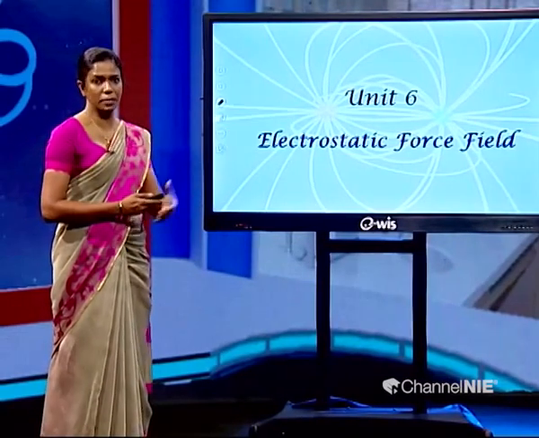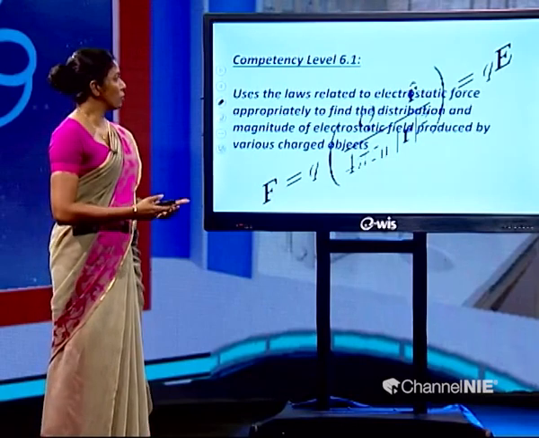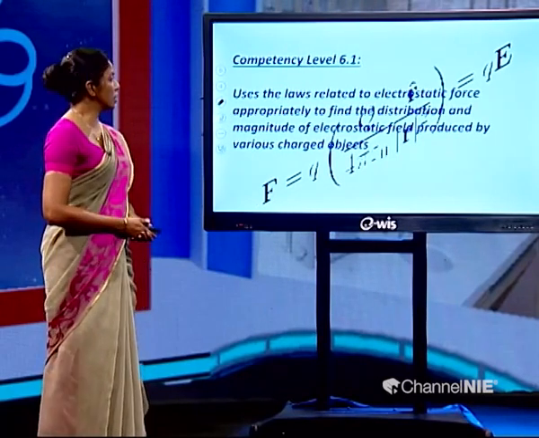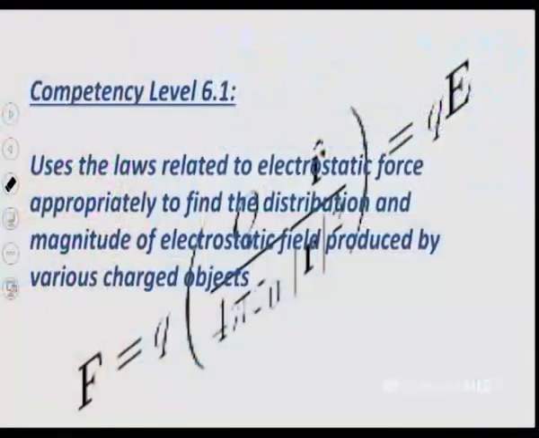One type of force field you all have discussed by now is the gravitational force field, and the second type of force field that we will talk about, a vector field, is an electrostatic force field. So we have to know first that there are 4 competency levels in the topic, and we will be talking about 6.1, the first competency level, where we will be talking about the laws associated to electrostatic forces and the distribution and magnitude of electrostatic fields produced by different charges.